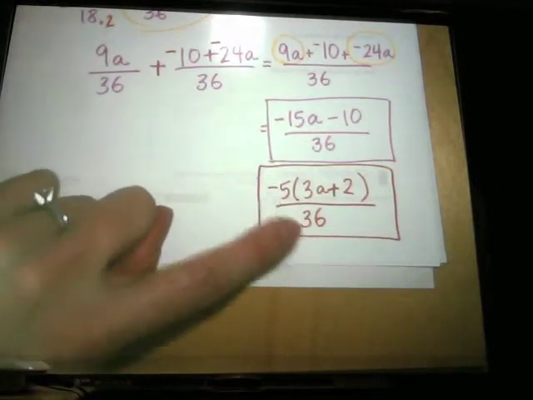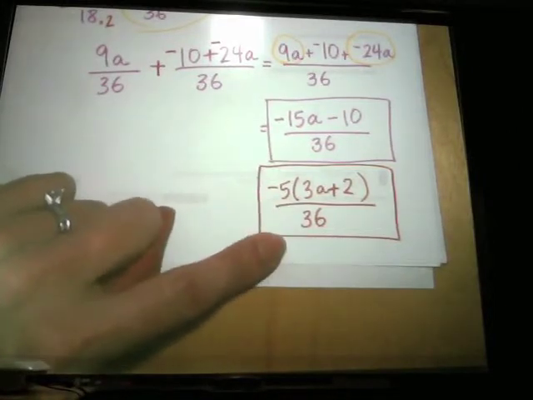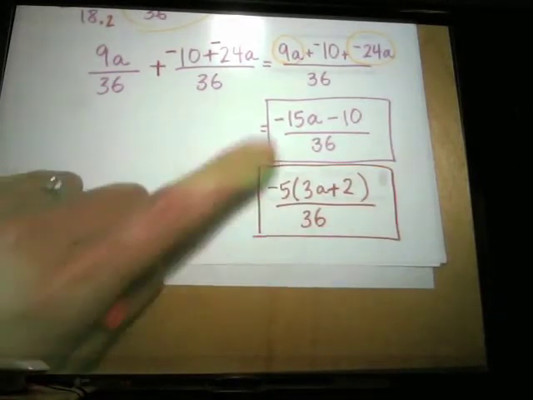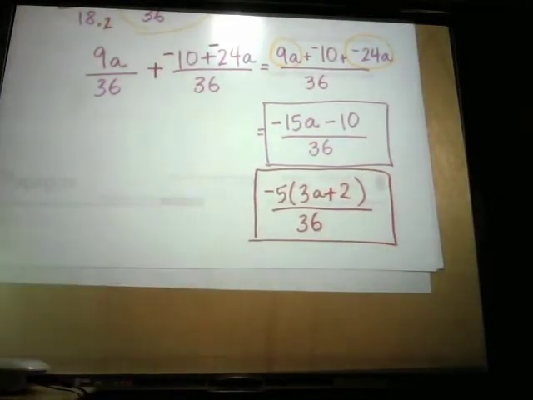If it simplifies, let's say it was 5 and 35, if they simplified, you have to do that. If they don't simplify, you can leave it in the unfactored form, or you can factor it and go, oh, it doesn't simplify, oh well, I'm still done.